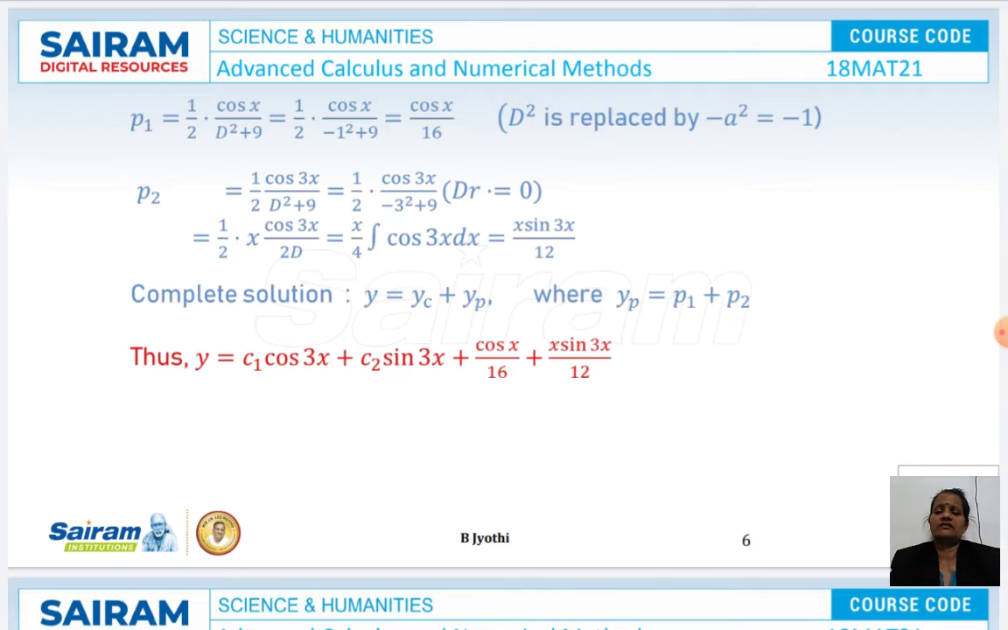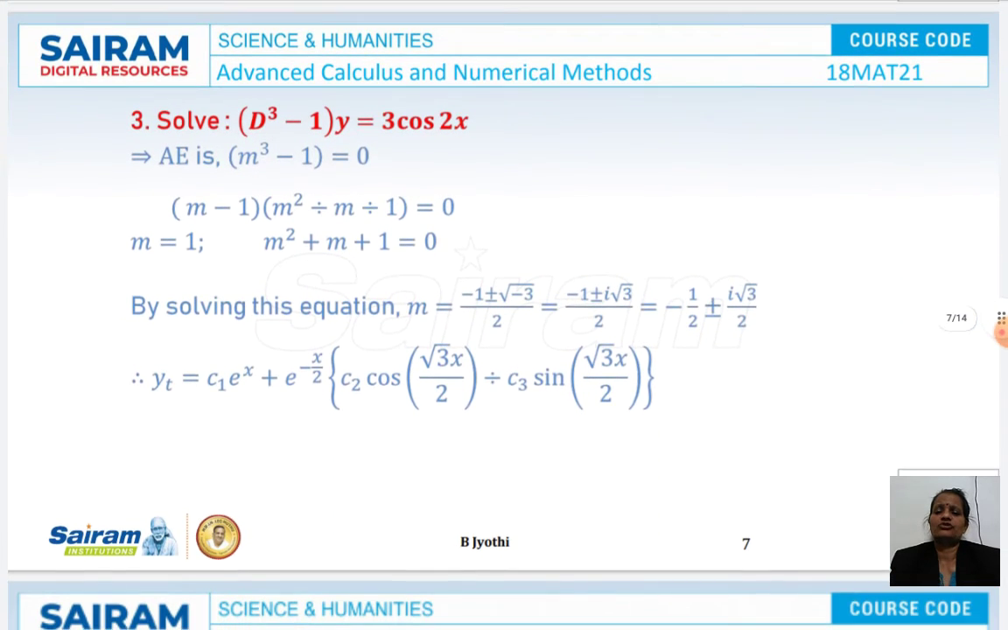When the denominator is 0, we have to multiply the numerator with x and differentiate the denominator. On differentiation of the denominator, we get 2D. Therefore, x by 2 into the integral of cos 3x, that will be x sin 3x divided by 12. That is p2. Now yp is given by p1 plus p2 and y is given by yc plus yp. That gives the solution.